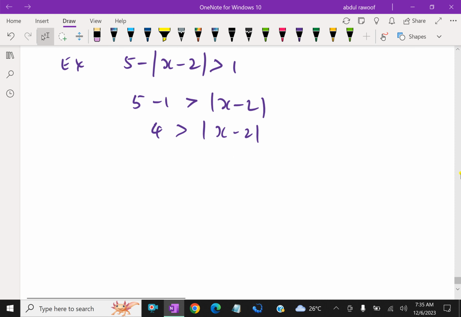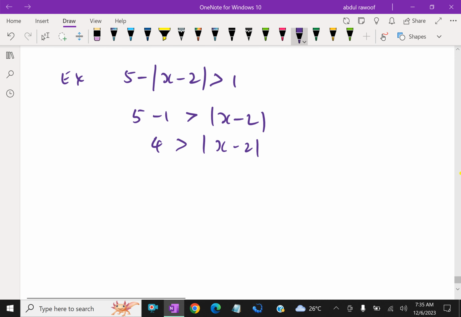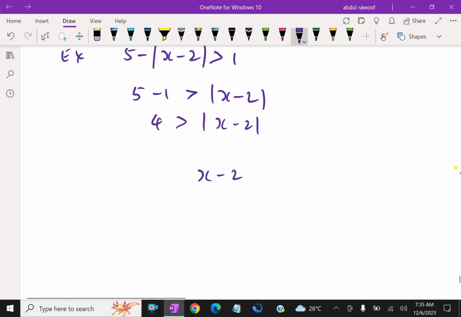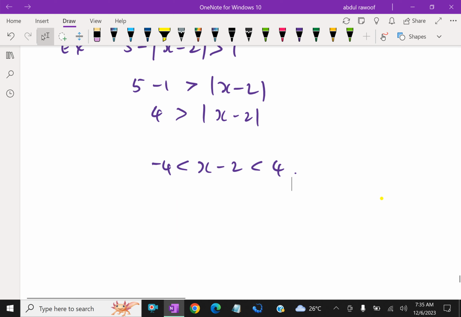inequality symbol we can write by splitting: x minus 2 is greater than minus 4 and lesser than 4. That means the absolute symbol of x minus 2 is split as x minus 2 as positive, which is greater than minus 4 and which is lesser than plus 4.